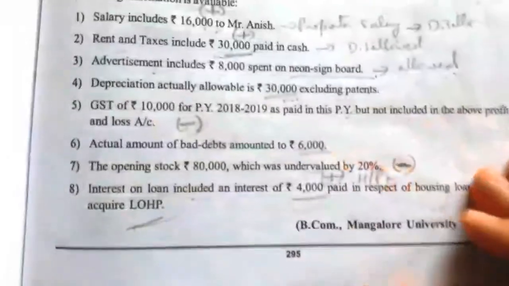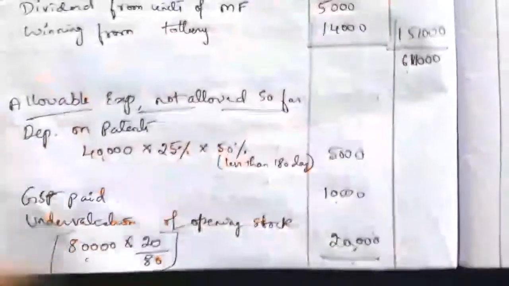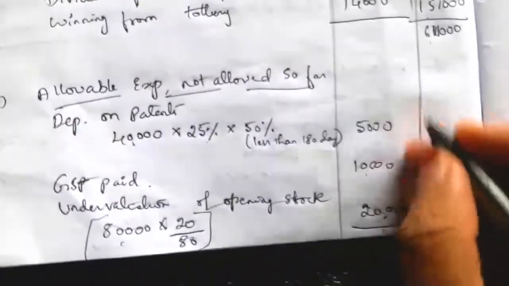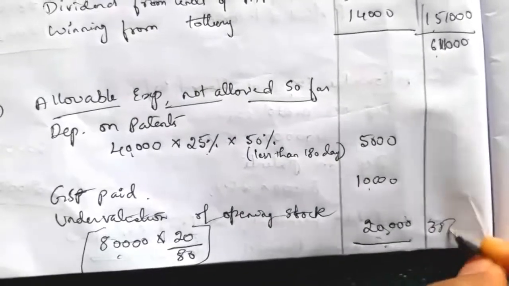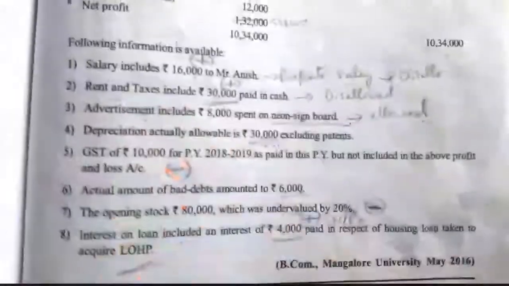Now there is no other allowable expenses not allowed so far, so all over. So the total is equal to 35,000. So 6,11,000 minus 35,000 is equal to rupees 5,76,000. So debit side items solution, debit side over, credit side over, additional information also over.